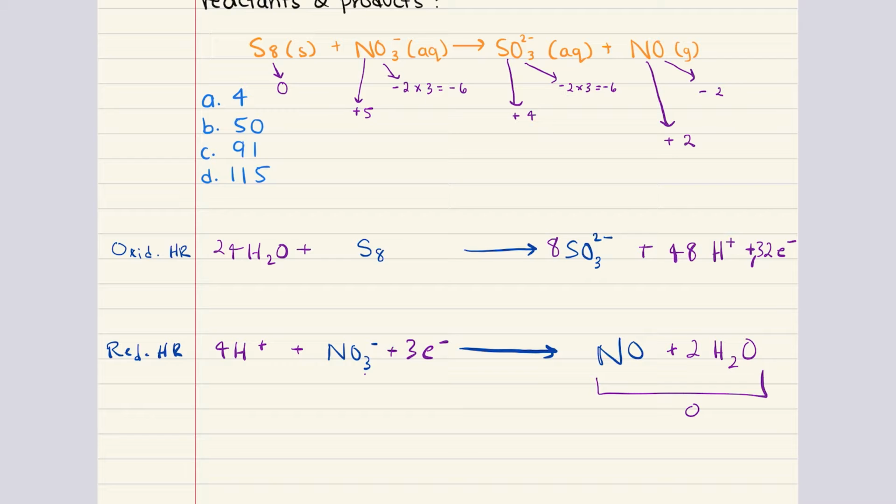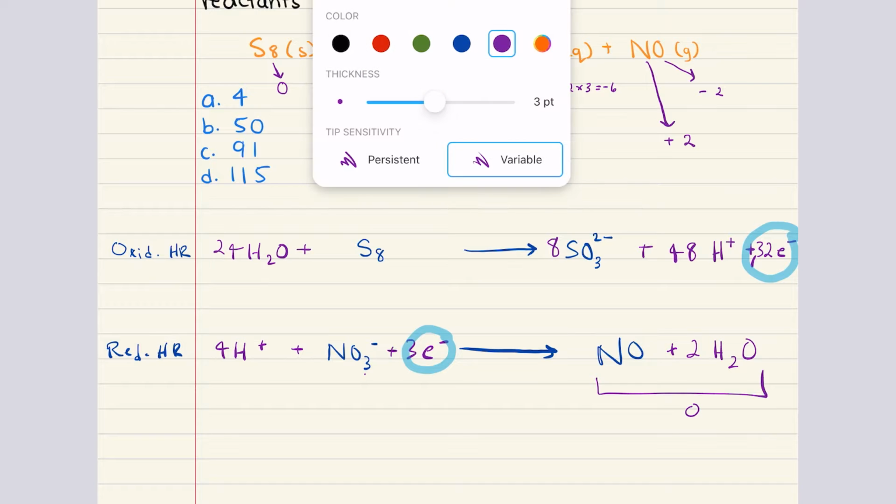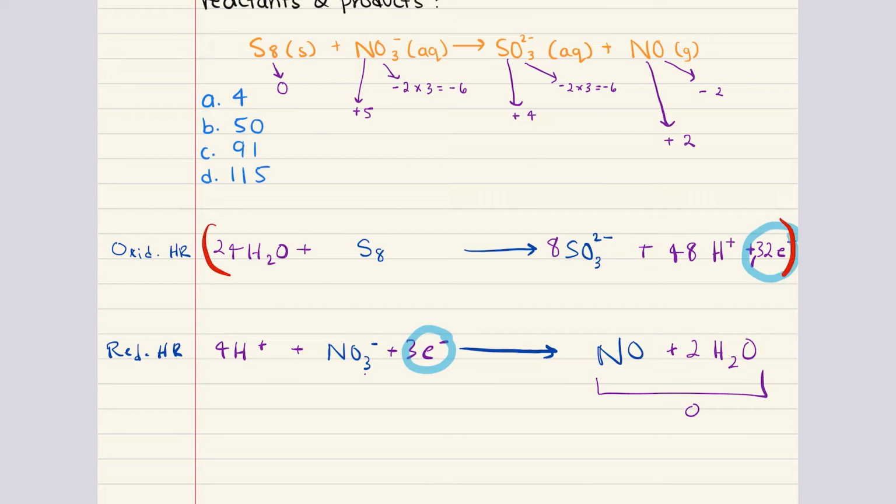The next thing we want to do is add them together, but in order for us to add them together, we need to have an equal number of electrons in both of these reactions. Now here on the oxidation half reaction, we have 32 electrons, and here in our reduction half reaction, we have 3. The common number here is going to be 96, which means that we need to multiply our oxidation half reaction by 3, and we need to multiply our reduction half reaction by 32.